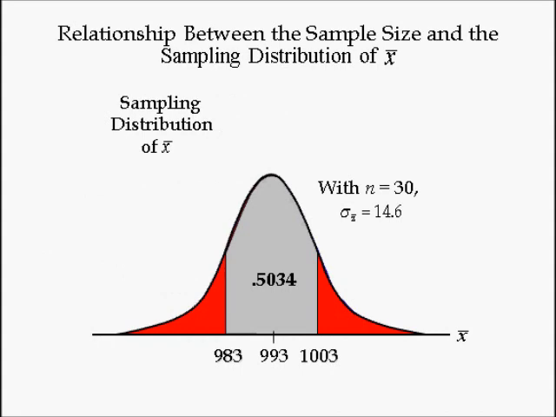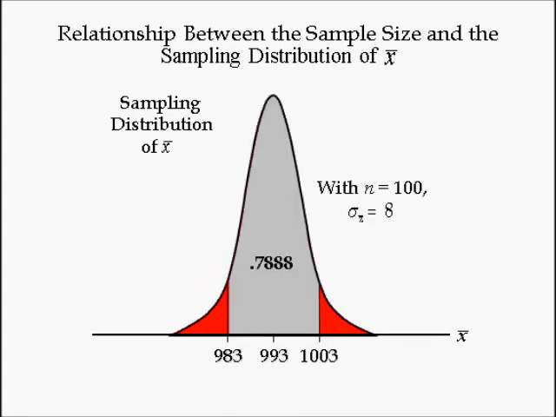When n was equal to 30, the probability that the sample mean is between 983 and 1003 is equal to 0.5034. When n is equal to 100, the probability is equal to 0.7888. This increase in probability results from the fact that the standard error is smaller when the sample size is larger. In other words, we have more evidence. We're going to most likely make fewer mistakes. A smaller standard error means the standard deviation of this distribution is smaller, making the distribution taller and skinnier.